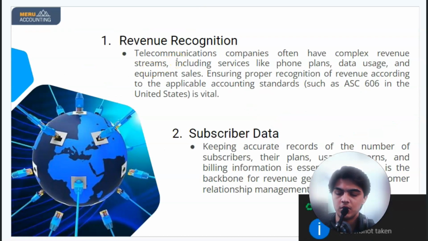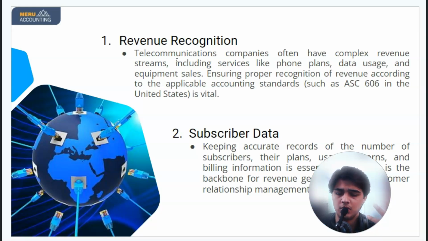In revenue recognition, we have seen that telecommunications companies mostly have complex revenue streams. They provide phone plans like data plans or data usage, and they also provide equipment sales. They provide talk times. Mostly telecommunications companies provide many kinds of services, and if the services are different, then the revenues are different. So in revenue recognition, you have to recognize all the streams and all the categories of the revenue, and you will need to record them properly.